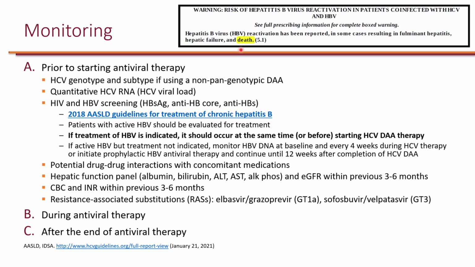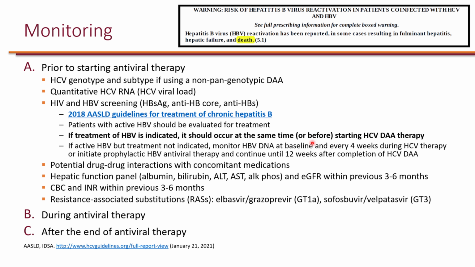And if someone does test positive for hepatitis B, it is not a contraindication for treatment of hepatitis C. It's just that we need to evaluate the patient for hepatitis B treatment. And if treatment of Hep B is indicated based on the criteria in the 2018 AASLD guidelines for chronic hepatitis B, then it should occur at the same time or before starting Hep C. So either start the treatment for Hep B and later on treat the patient with Hep C, or you can start them at the same time.